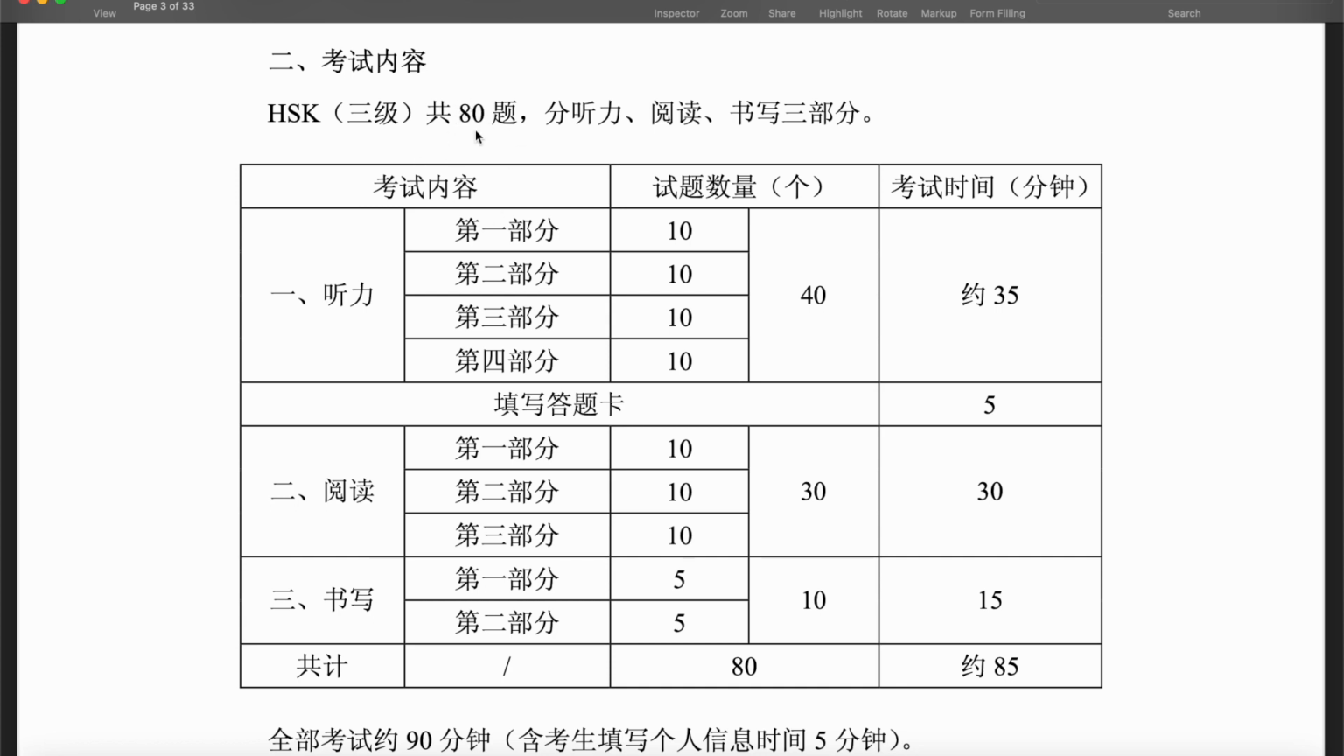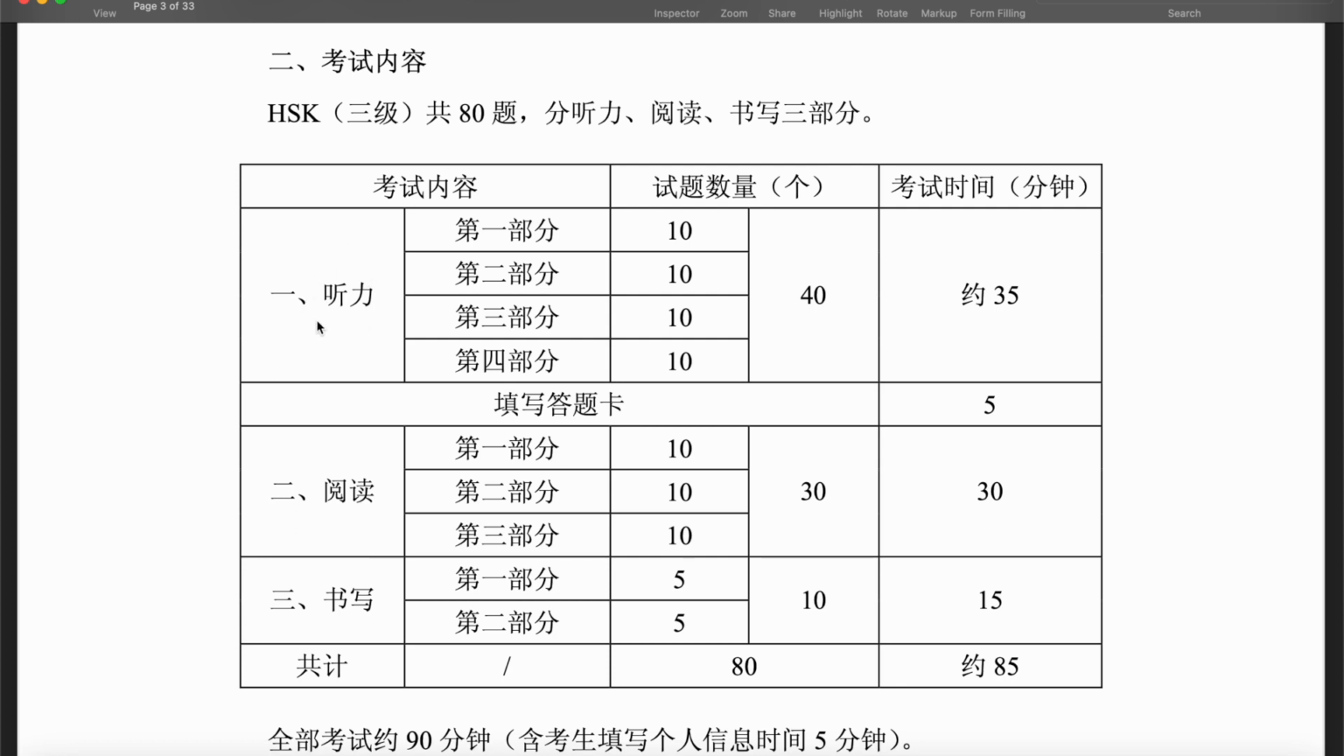So in total we have 80 questions in level 3. In level 1 we had 40 questions, in level 2 we had 60 questions, and in level 3 we have a total of 80 questions. Again, these 80 questions are divided into 3 sections.